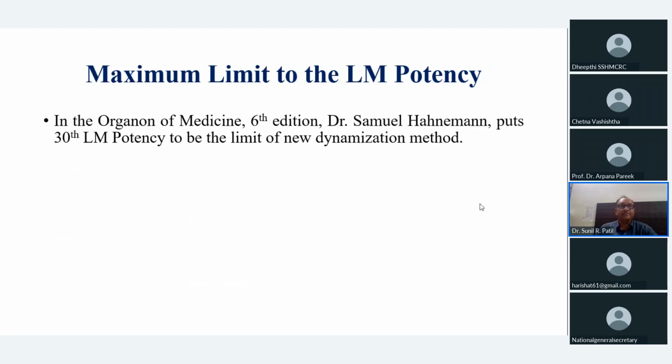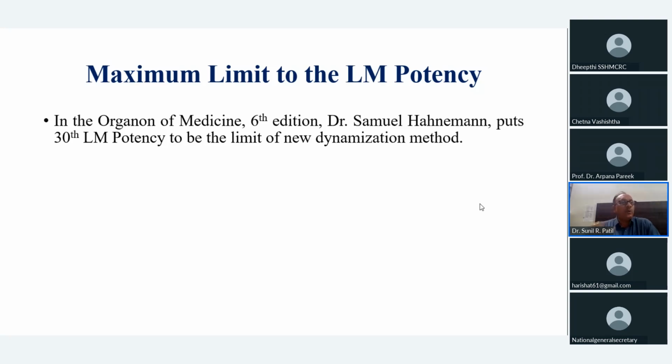30 LM is the maximum limit of the LM potency. This maximum limit of LM potency is given in the Organon of Medicine, sixth edition. Dr. Samuel Hahnemann, the father of homeopathy, put the 30 LM potency as the limit of this new method of dynamization.